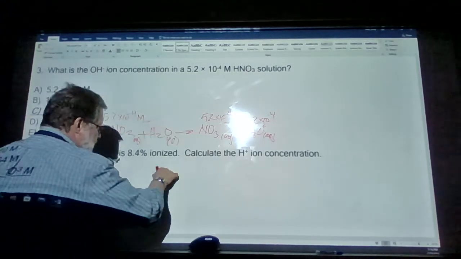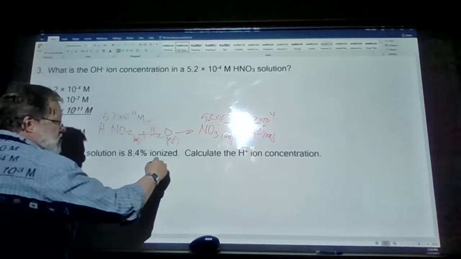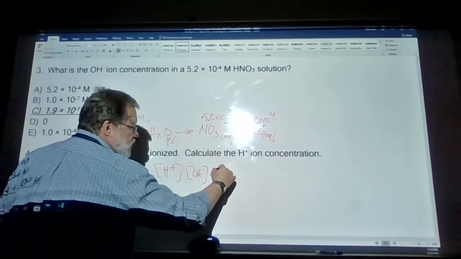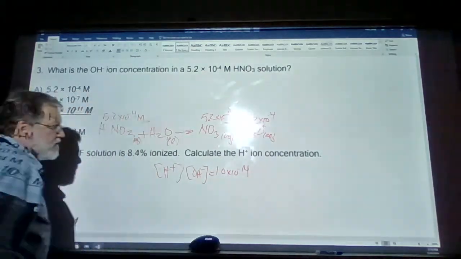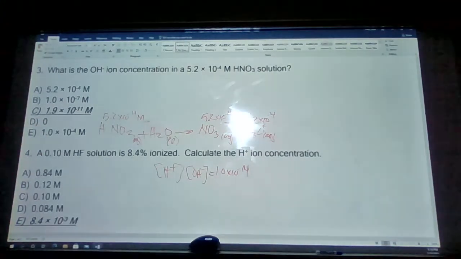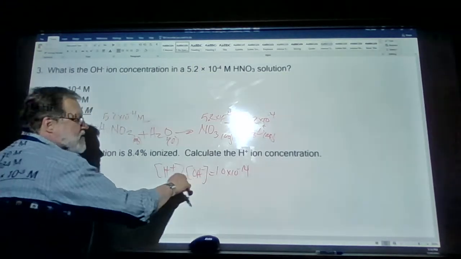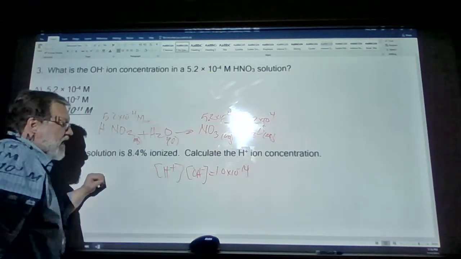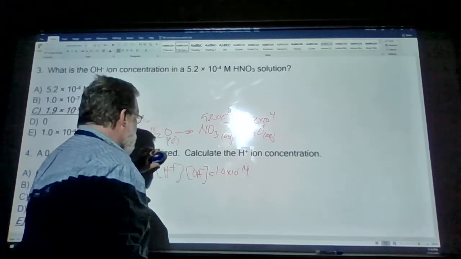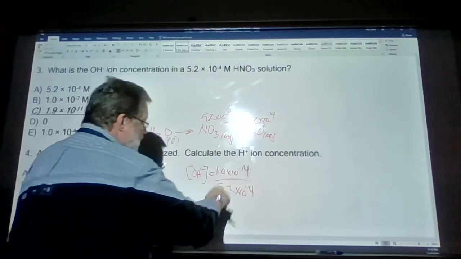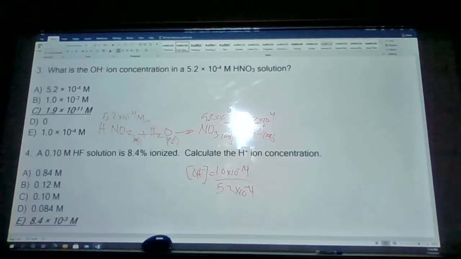From various equations, we have shown that H plus times OH minus is equal to 1.0 times 10 to the minus 14th. We already know our hydrogen ion concentration. It's 5.2 times 10 to the minus 4th. To solve for OH minus concentration, we divide both sides by the hydrogen ion concentration. So our hydroxide ion concentration is 1.0 times 10 to the minus 14th divided by 5.2 times 10 to the minus 4th. That is 1.9 times 10 to the minus 11th.